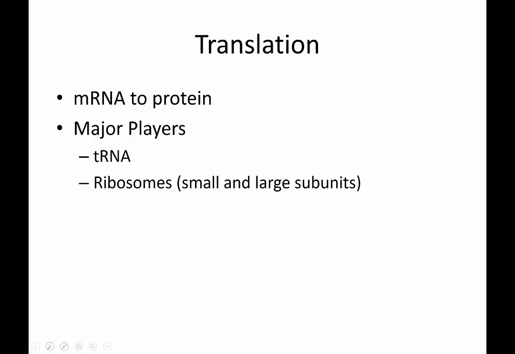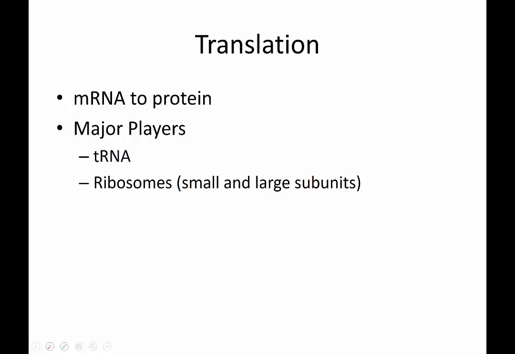So next we're going to talk about translation. So remember, this is going from mRNA to proteins. So the major players here are tRNAs, which we're going to talk about next, and ribosomes. So the ribosome itself is made up of small and large subunits.